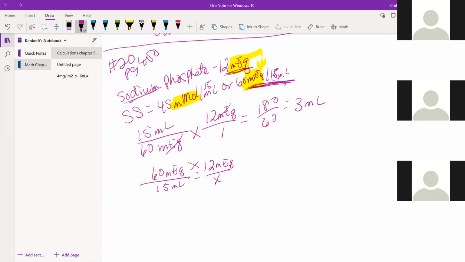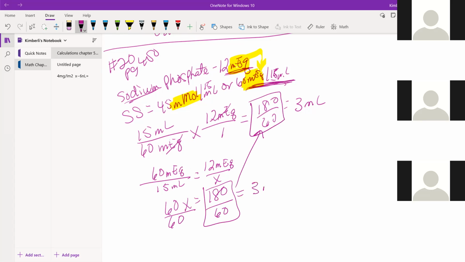And in this case, this is the ratio and proportion setup where you have the same units on top and the same units on the bottom. When you do a ratio and proportion setup, you have to cross multiply. Okay. So you would have 60x equals 15 times 12, which is 180. And then when you divide both sides by 60 to get x by itself, you have right here exactly what you have here, yes? So you'd still get 3 mLs.